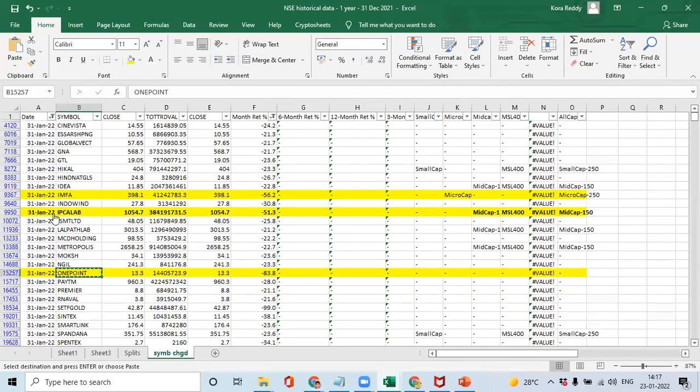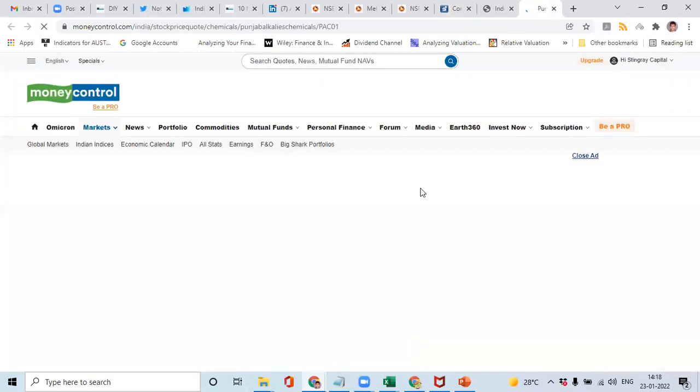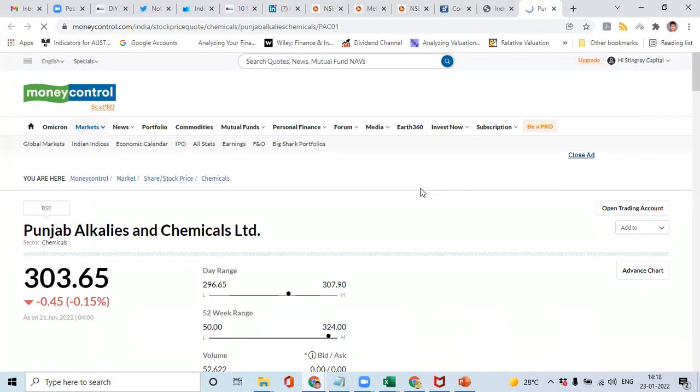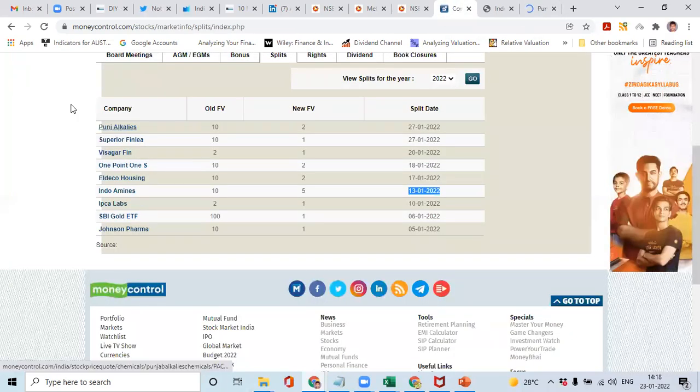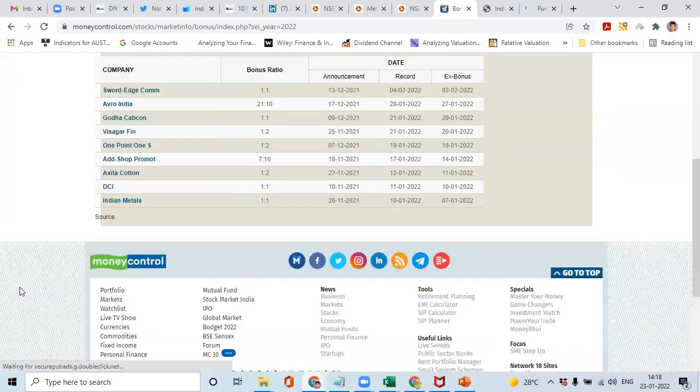All that we need to worry about is two stocks, right? So sorry, only one stock: IPCA Lab. Punj Alkalis, I haven't heard of this company. So it's BSE alone, so ignore. Do the same stuff for bonus, the same search query. There's no bonus. Okay, so there's one bonus.